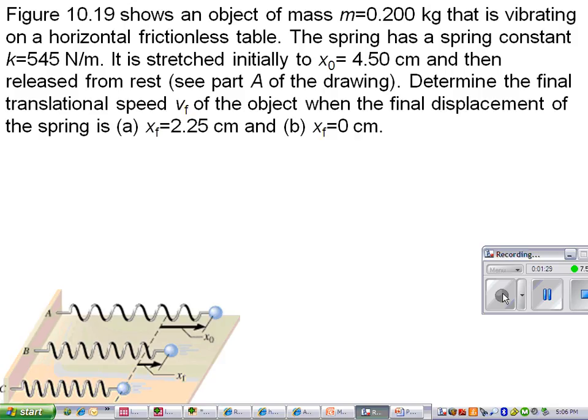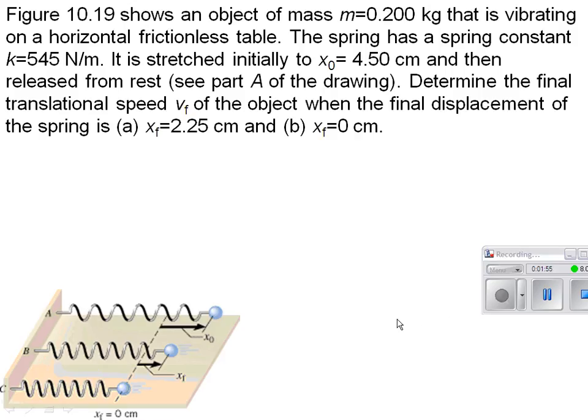So here's an example. The figure below shows an object of mass 0.2 kilograms that is vibrating on a horizontal frictionless table. The spring has a spring constant of 545 newtons per meter. It is stretched initially to 4.5 centimeters and then released from rest. Determine the final translational speed, v final, of the object when the final displacement of the spring is 2.25 centimeters and 0 centimeters. So we're going to use conservation of energy to solve this problem.